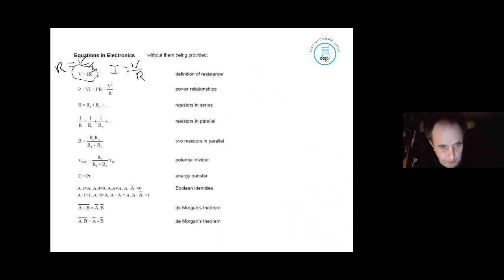Today's session will be focusing mainly on the Boolean. So things which aren't given, which you do need to memorize, which we'll come to, are the Boolean expressions, using AND gates and using OR gates. We've also got De Morgan's theorem, which is the break the line to change the sign theorem. Again, that is not given in your data sheets, and please, please remember it.